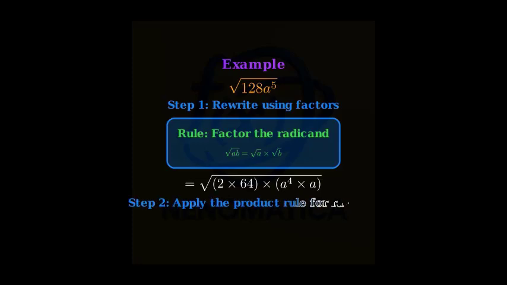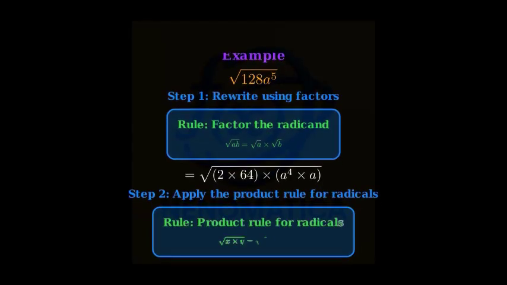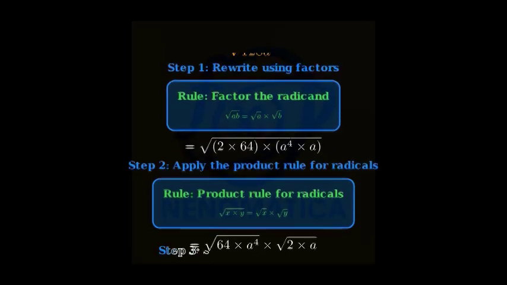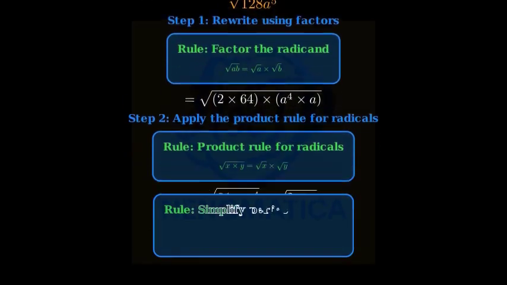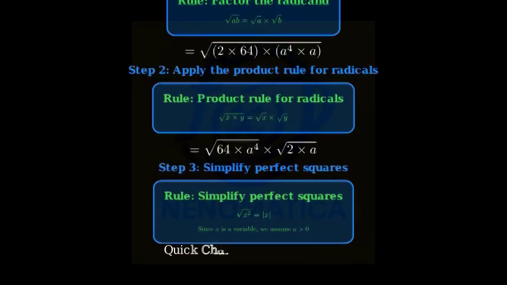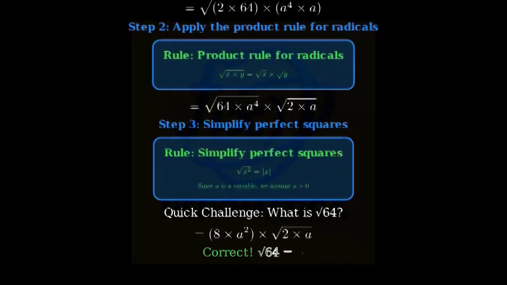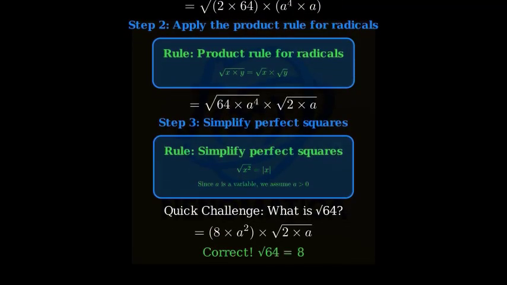Next, we'll use the property that says that the square root of a product is equal to the product of the square roots. So we can separate this as the square root of 64 times a to the 4th, multiplied by the square root of 2a. Now we can simplify the perfect square factors. 64 is 8 squared, and a to the 4th is a squared squared. So the square root of 64 times a to the fourth becomes 8 times a squared. And we're left with the square root of 2a as the second term.